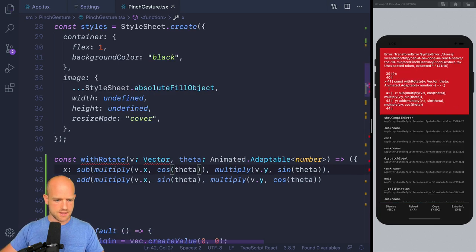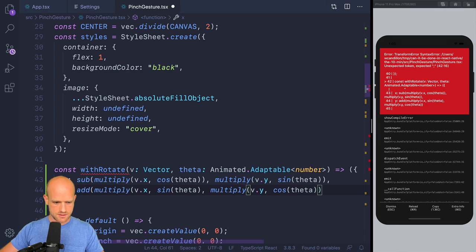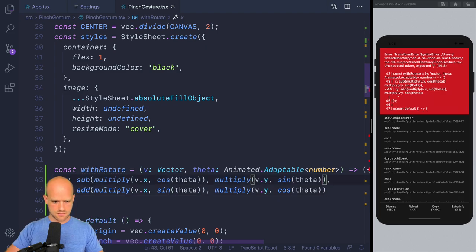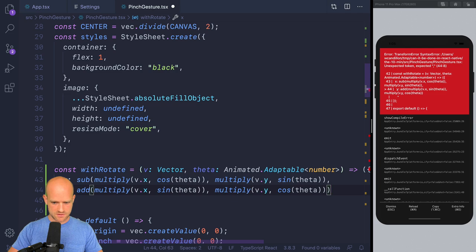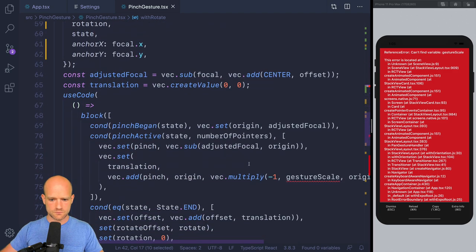Vector is from Redash. Does it multiply? Okay. So I'm missing one parenthesis here and here as well. Yes. So let's apply now this function.